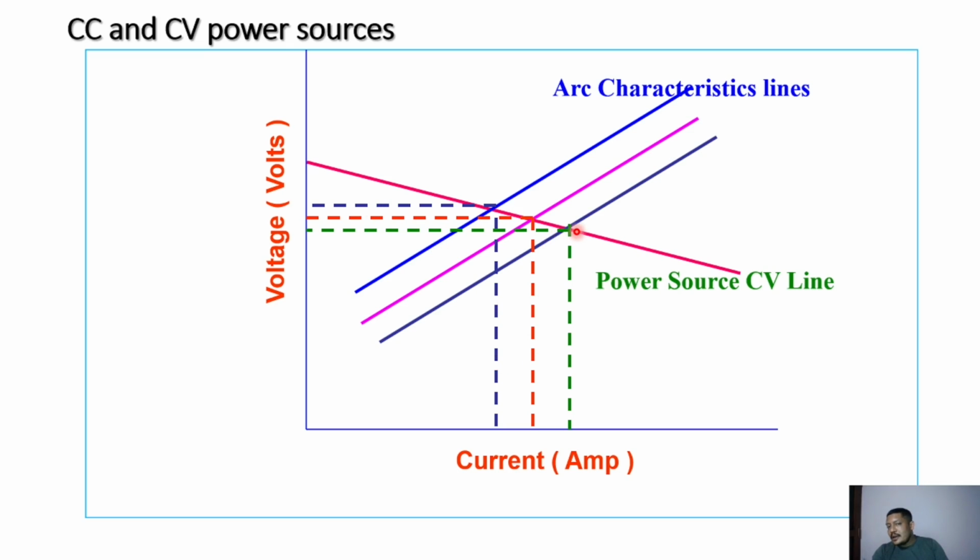In the same way, you can see the third arc characteristics line. Again, between your red and blue, or between your blue and green, the change in the current is larger but the change in the voltage is negligible. In the reverse manner, where the change in current is lesser compared to the change in the voltage, that is called a constant current power source. I am not going deeper into this. So this is the difference between a CC and CV power source.